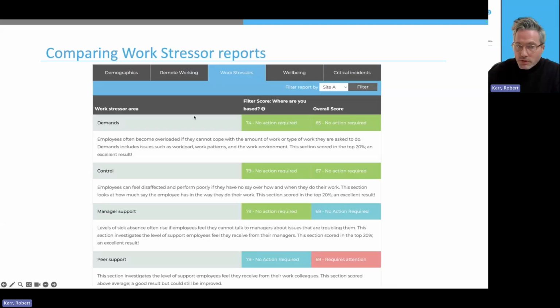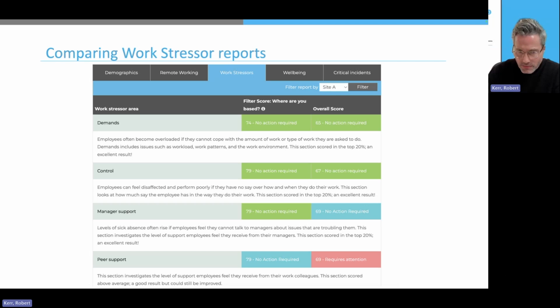Once you add a filter, you can also compare your results for each of your filter categories with the overall results of your organization. So for example, in this report, we're filtered by Site A, the option up here I created. And once I click the Site A filter, it shows me the Site A results compared to the overall organizational results. So it can help me identify if we have any internal areas that are significantly different from our overall results, and then we can explore why that might be the case.